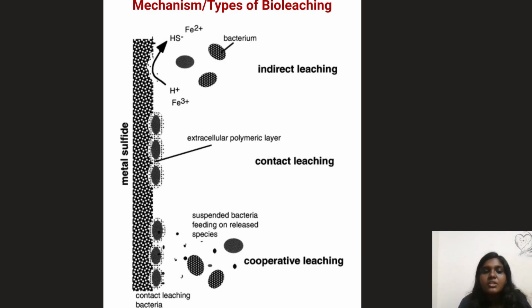And in cooperative leaching, we have the contact leaching bacteria as well as non-contact leaching bacteria, and these suspended bacteria feed on the released species, that is, the bacteria that are enabling the indirect leaching, and then they together form the leaching process. So these are the basic types and mechanisms of bioleaching. The metal sulfide ore is converted into the normal metal extracted that we are using for our day-to-day purposes.